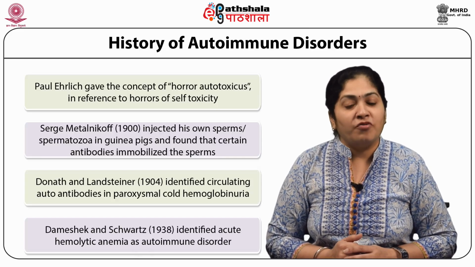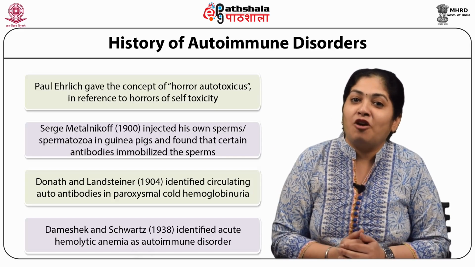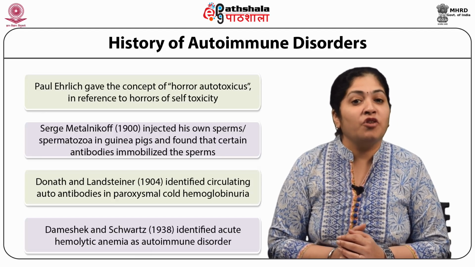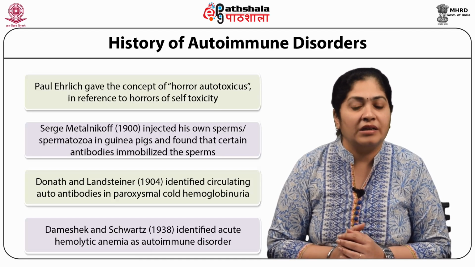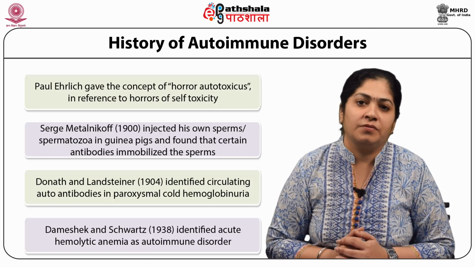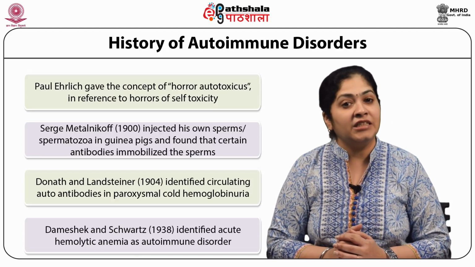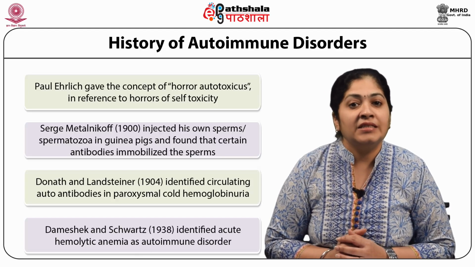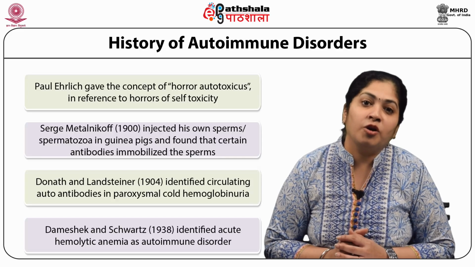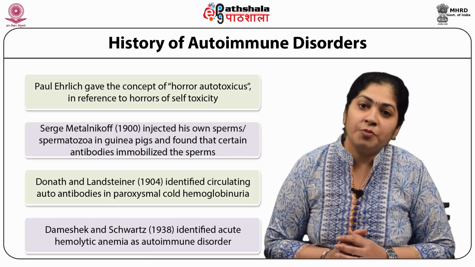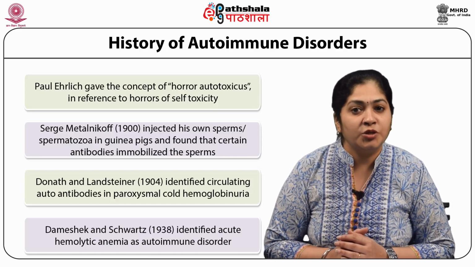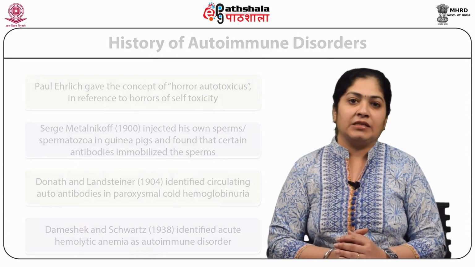Sergei Metalnikov, he is different from the Metchnikoff we all very well know. Sergei Metalnikov found out that the injection of his own sperms or spermatozoa in guinea pigs produced certain antibodies that immobilized the sperms. Donath and Landsteiner in 1904 identified circulating autoantibodies in paroxysmal cold hemoglobinuria. The autoimmune basis of acute hemolytic anemia was first established by Dameshek and Schwartz in 1938.